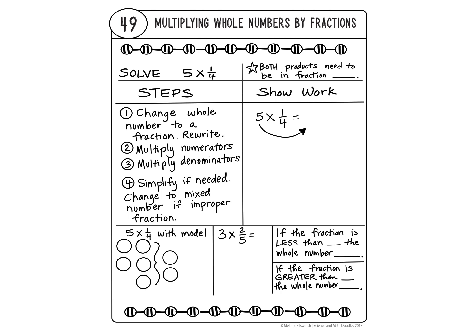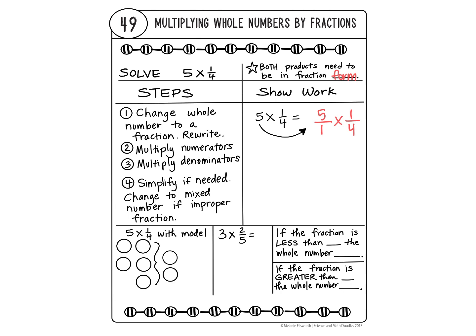Step 1. Before we get to step 1, actually, right here: both products need to be in fraction what? Form, correct. Just going to fill that blank in right here with the word form. They need to be in fraction form. Okay. Step 1, change all whole numbers to a fraction. So I'm going to rewrite it as 5/1 times 1/4.